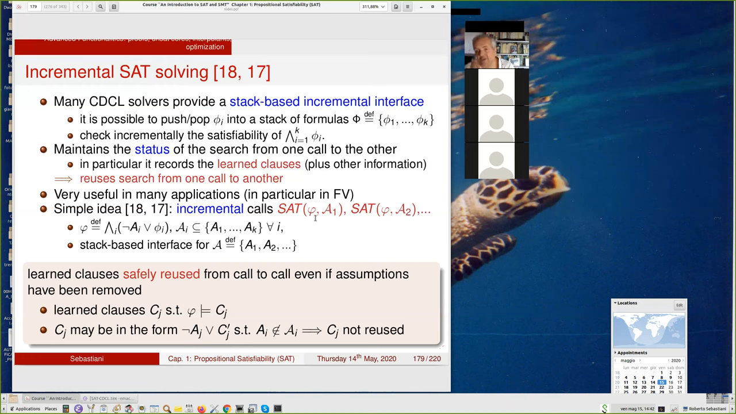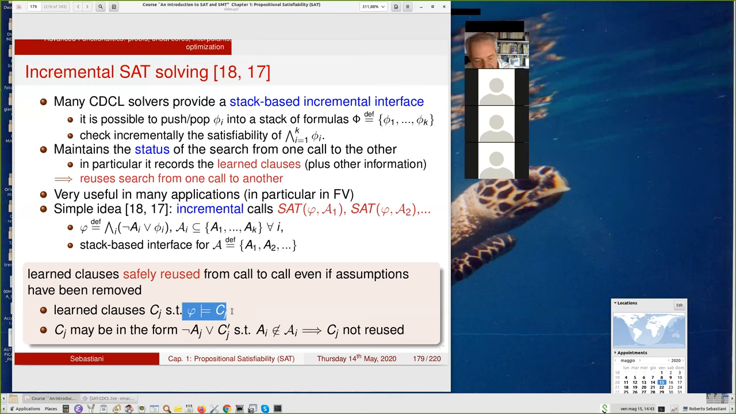Now the first thing that you have to understand is that the problem arises when popping, not when pushing. When pushing, a learned clause from the previous formula is also a valid learned clause for a formula to which you add some conjunct. The reason is that if a clause can be derived from phi 1 to phi k, it can also be derived from phi 1 to phi k+1. Okay, so far?